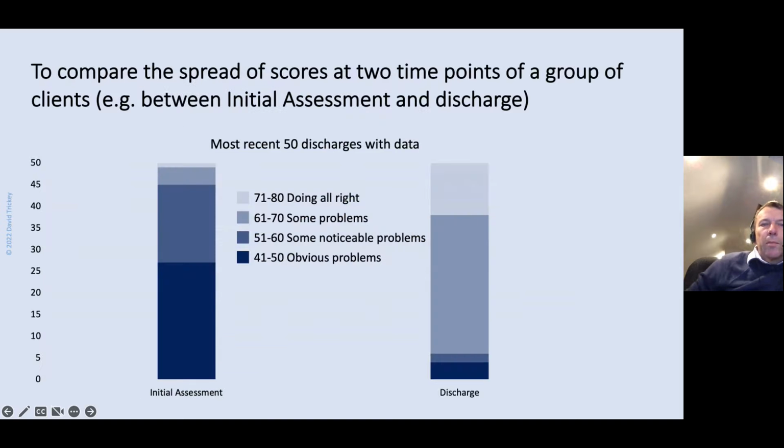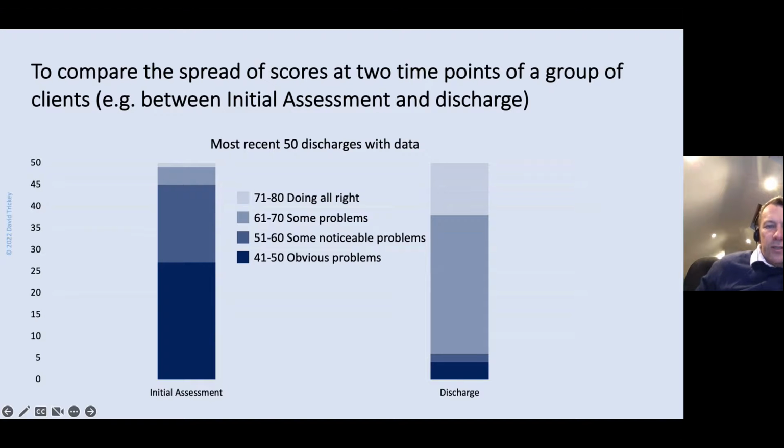You could also compare the spread of scores at 2 time points for a group of clients, for example, between initial assessment and discharge. So you might take your most recent 50 discharges, the ones that you have the data for, because you might not have numbers for all of those 50 discharges. So you find 50, or a group of any number you like, with before and after data. And here you can see the bandings.